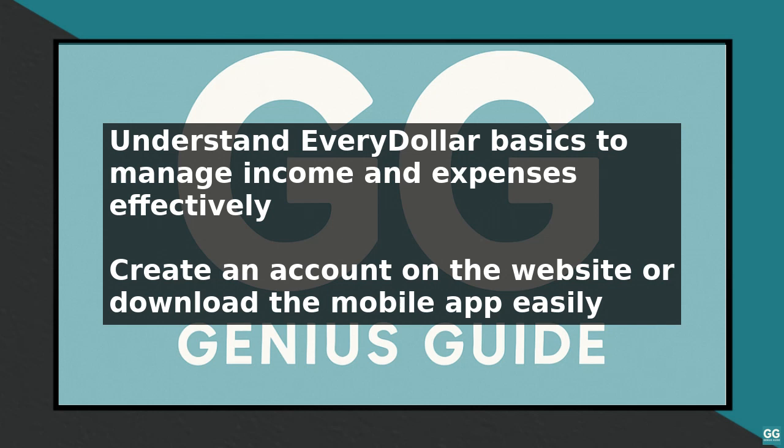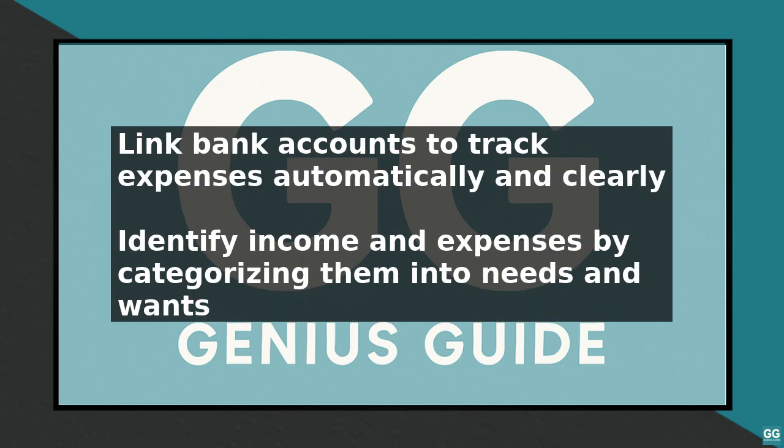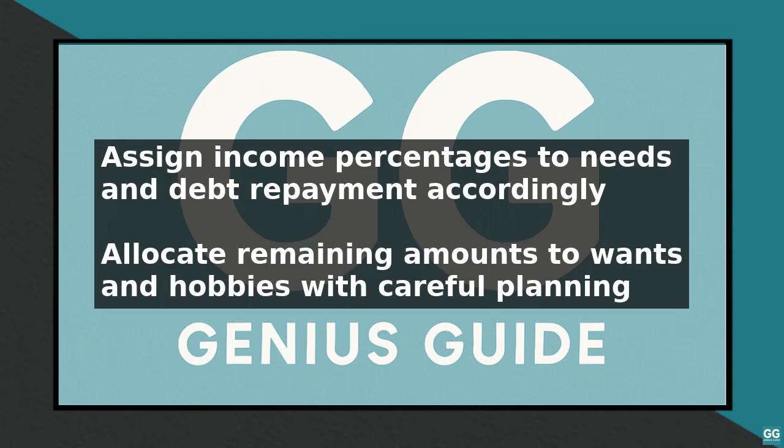This will help you get a clear picture of where your money is going and make it easier to create a budget. Next, identify your income and expenses by categorizing them into needs, wants, and debt repayment. Assign 50 to 30% of your income to needs such as rent, utilities, and groceries. Allocate 10 to 20% to debt repayment and savings, and use the remaining amount for wants such as entertainment and hobbies. EveryDollar allows you to set up a budget that is tailored to your specific financial situation and goals.